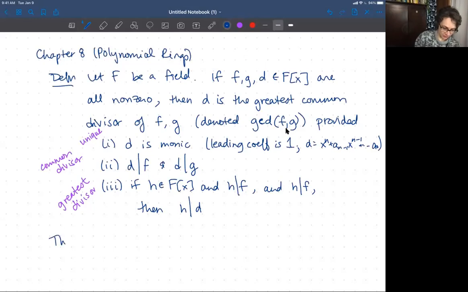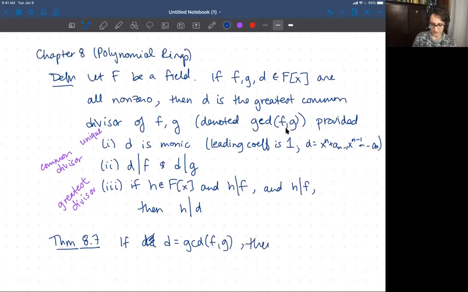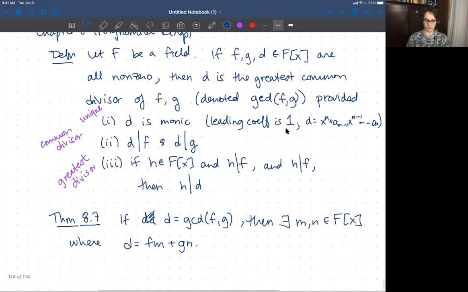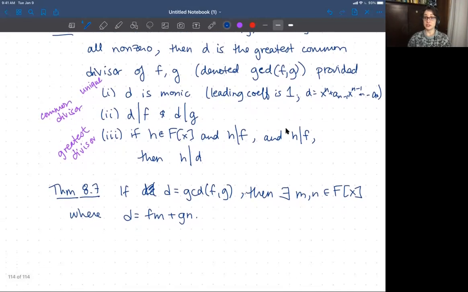And then the theorem, which we actually did talk about last time, it's Theorem 8.7 in our book, is that if d is equal to the GCD of f and g, then there exist polynomials m and n in F[x] where d = fm + gn. And that's exactly like what happens for the integers. And it's the same thing.